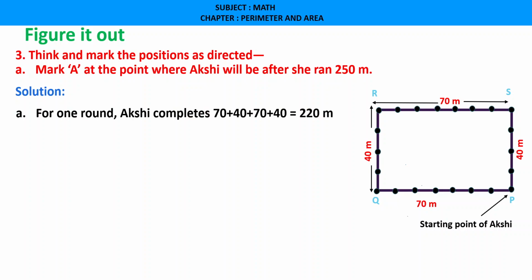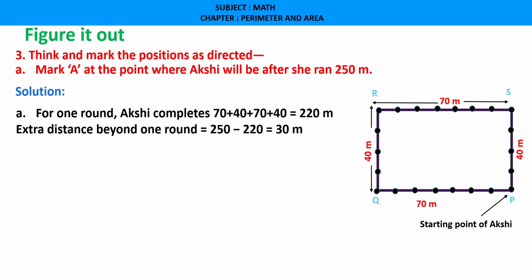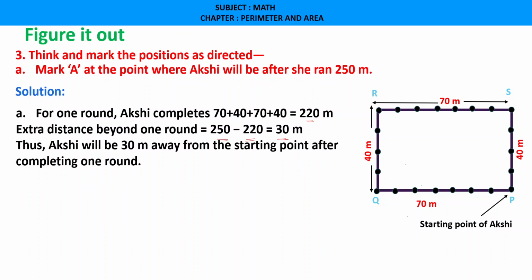For one round, Akshi completes the perimeter of this, nothing but 220 meters. The extra distance beyond one round: she needs to cover 250 meters, but for one round she completed 220 meters only. So the extra distance she needs to complete is 250 minus 220, nothing but 30 meters. Thus, Akshi will be 30 meters away from the starting point after completing one round.